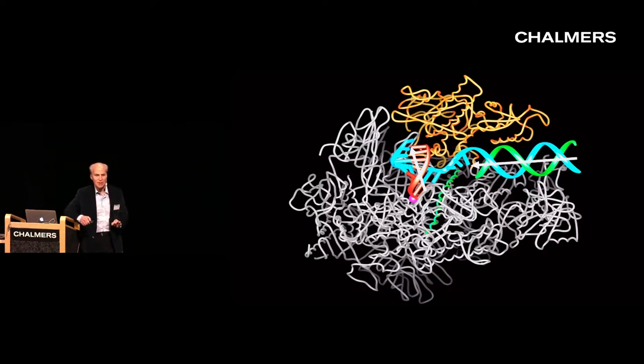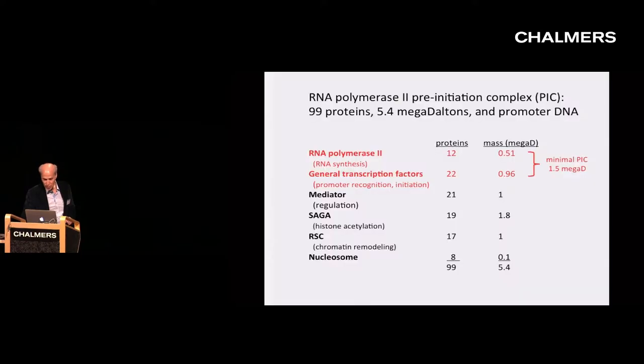But what we have not succeeded in doing is make much progress towards understanding the higher structures formed with all the many additional components of the pre-initiation complex that I mentioned. We and others have only succeeded in solving structures of 5 of the 22 polypeptides of the general transcription factors.